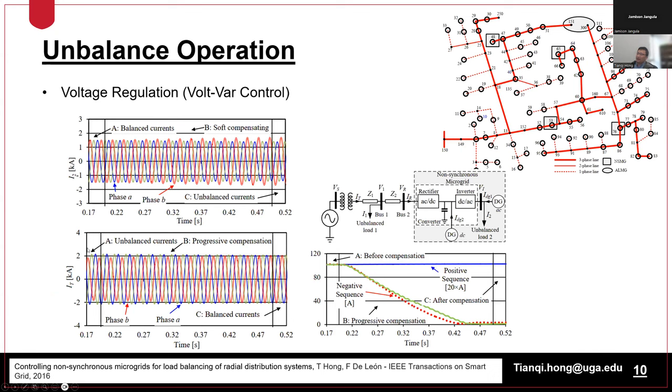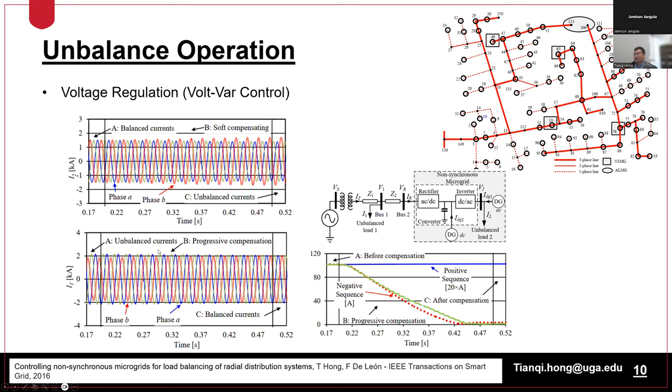what we can expect is that if we look at the current at the substation transformer, the current becomes unbalanced. So the unbalanced operation here is very simple. Instead of outputting a balanced current, we try to output an unbalanced current by each power electronic interface. By doing so, we can ideally compensate the unbalanced current at the substation transformer. Here, I only use the substation transformer as an example.